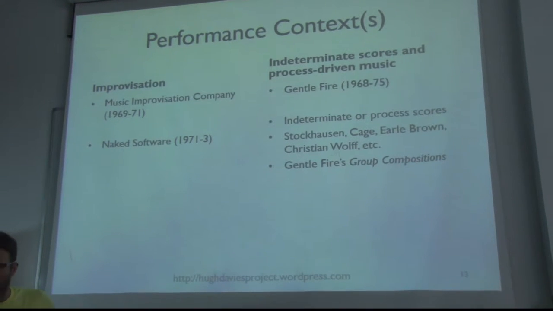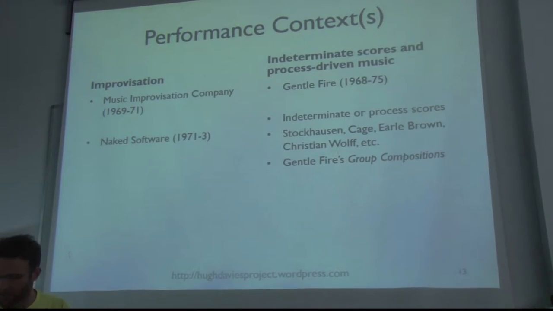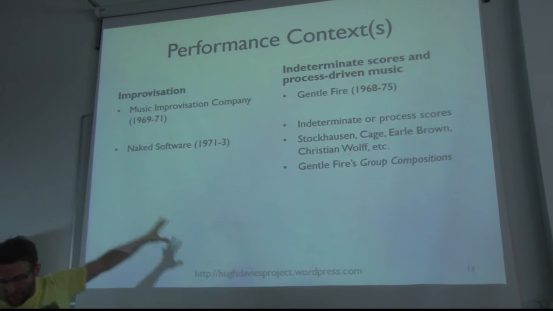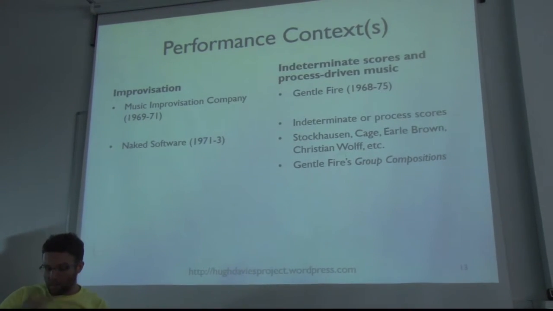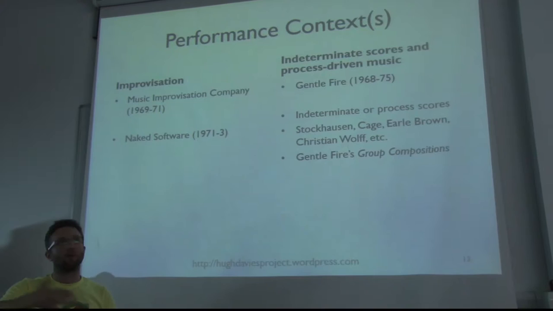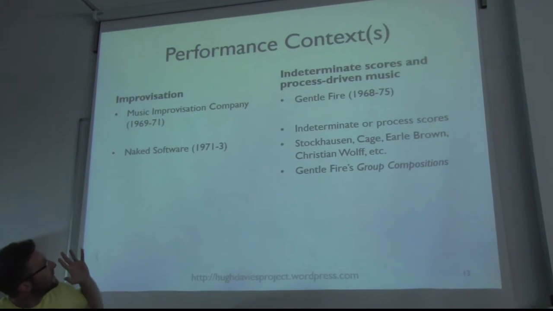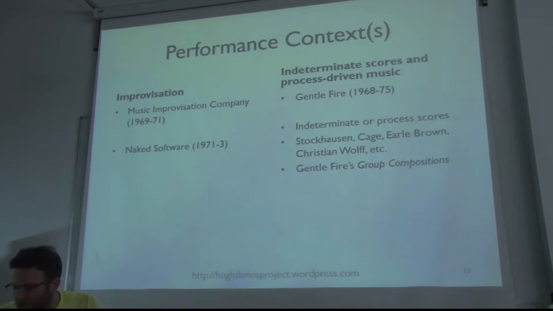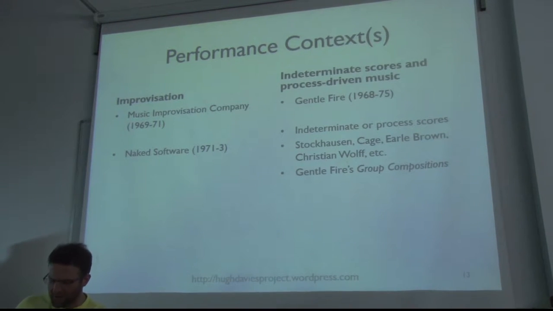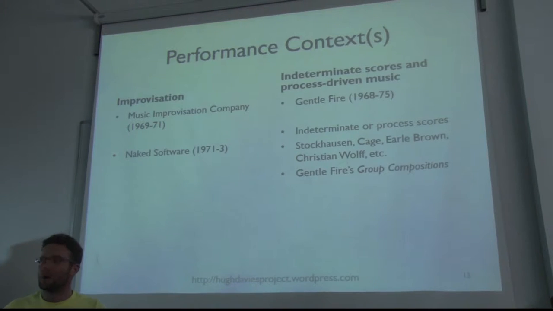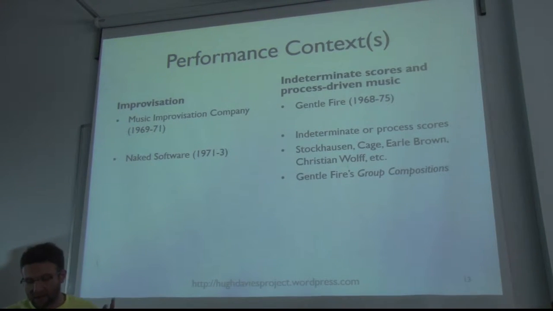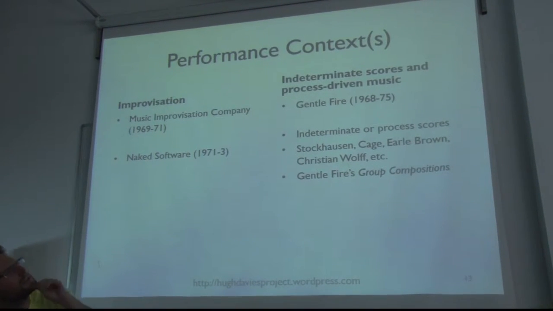In the late 1960s and early 70s, Davis played his self-built instruments in three different performing ensembles. Music Improvisation Company and Naked Software were both improvisation ensembles. That's where the improvised element comes from in Davis's work that he carried forward in his work as a solo performer. Gentle Fire, on the other hand, specialized in performing compositions with indeterminate scores that left a significant degree of interpretive freedom to the performers, or works that developed according to some kind of, as it were, algorithmic process.